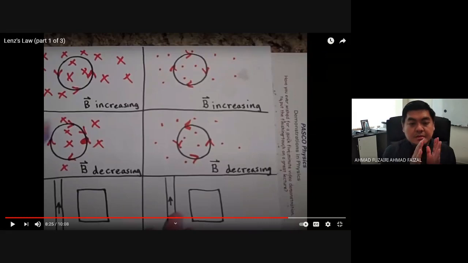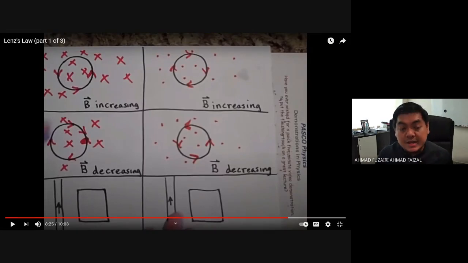Okay, so Lenz law needs you to get the directions of induced current. In order to get the directions of induced current, you need to understand what is happening to the magnetic field. It's either magnetic field is increasing or decreasing. So that depends on the situation. So let's look at the particular loop, on figure A first.